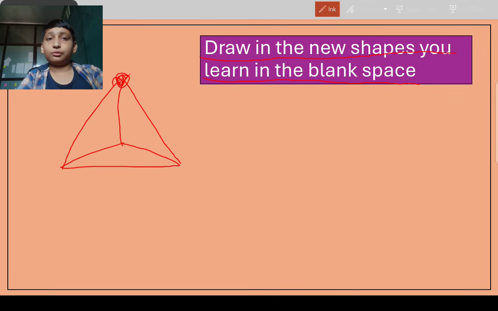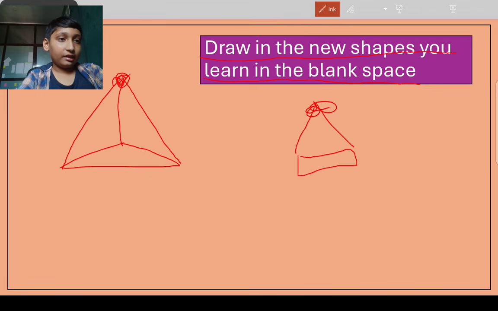Then let's also do this with the square pyramid. Squashed or crushed shape: point, line, and a line. Done. I think the pyramids are simpler than the prisms.